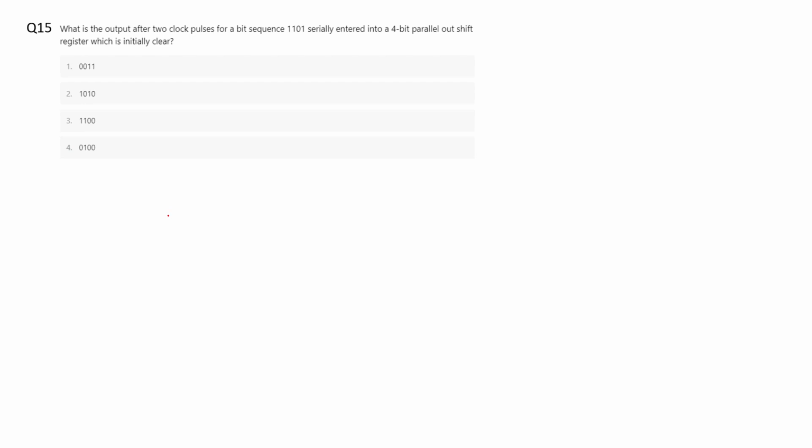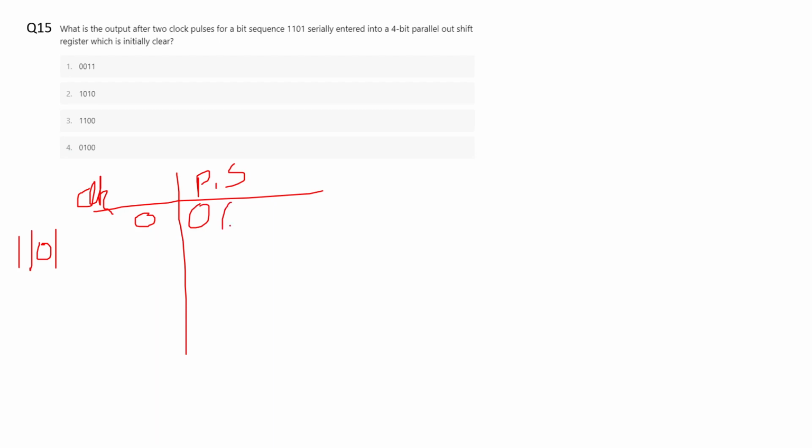As there is no live audience, let me just show the solution directly. If you are watching the recording, I request you to do it first, then watch the solution. So what is the output after 2 clock pulses for a bit sequence 1101 serially entered into a 4-bit parallel out shift register, which is initially clear? So we have this clock, and we are entering data 1101 into a 4-bit parallel output shift register. Clock equal to 0. Initially it was all clear, so it was 0 0 0 0, and we need to find out the output after 2 clock pulses.